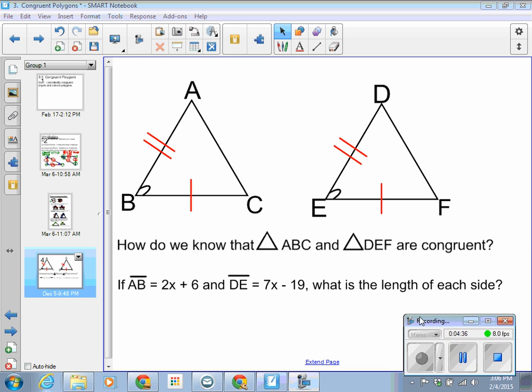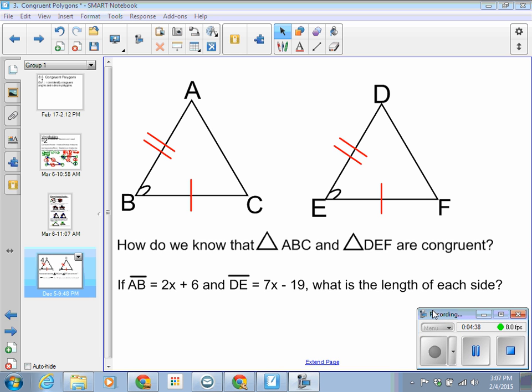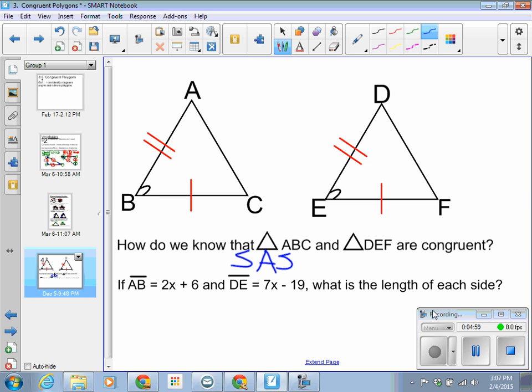So, a couple things to look at here. Triangles ABC and DEF are congruent. How do we know? If you're asked, we look at what's given to us. We've got two sides that are congruent as well as the angle between them. So we say side, angle, side, or SAS.